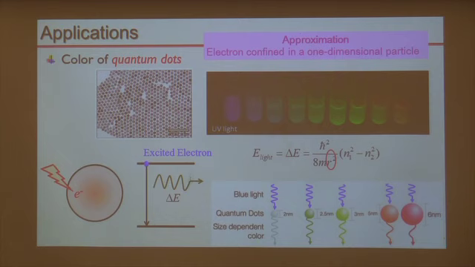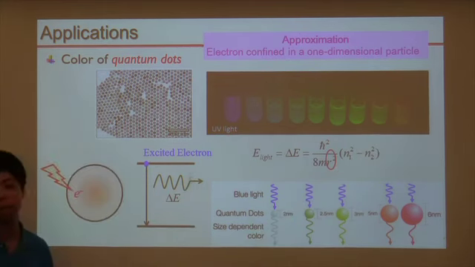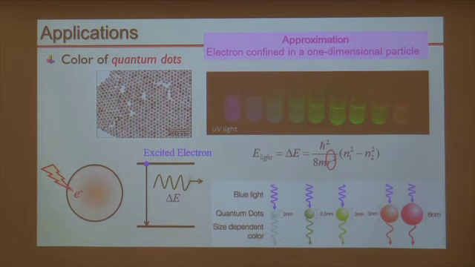Delta E is large means wavelength is small. Wavelength is small means the color shifted to purple, and you get this color. But if your particle is large, you get some yellow or red. Okay? Any question about that? So we can actually expand the color.